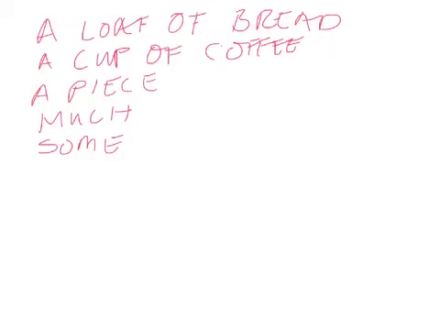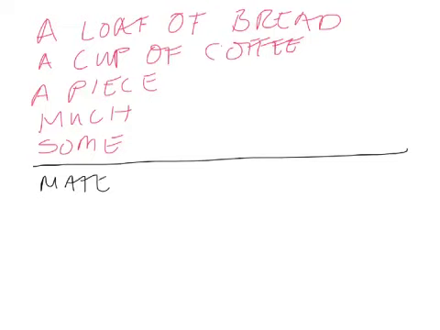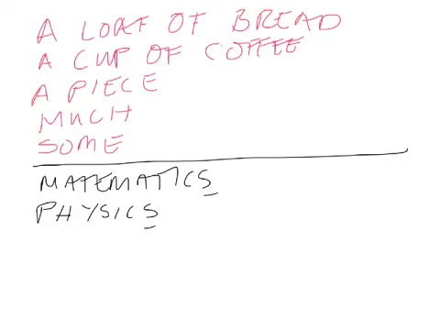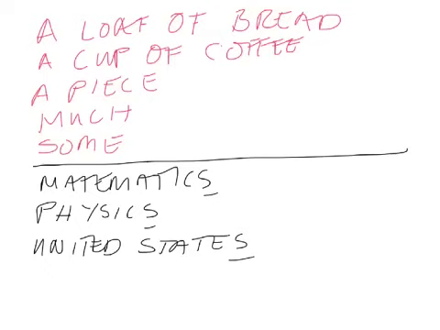Some of these uncountable nouns, though, end with an S and are still considered singular, usually subjects, such as mathematics. You see it ends with an S, or physics. They are, however, still uncountable and singular. The same with words such as United States. It ends with an S and should be plural, but since it is an uncountable noun, it's singular.